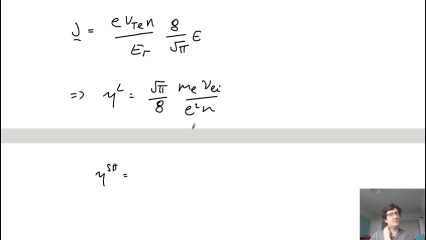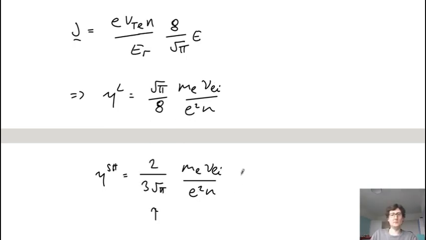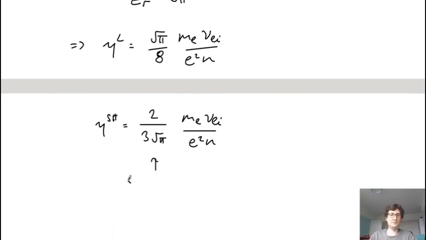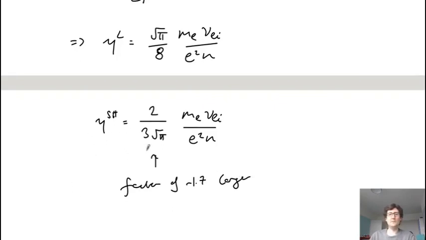So if you take out the factors of nu_ei, you get this. It's actually the same, or at least the form is the same as the Lorentz resistivity we've derived. The only difference is this coefficient at the front, which is larger by a factor of nearly 2 compared to the Lorentz factor. So it's a factor of around 1.7 larger. So the Spitzer resistivity is larger. And this is what happens when you include the electron collisions.